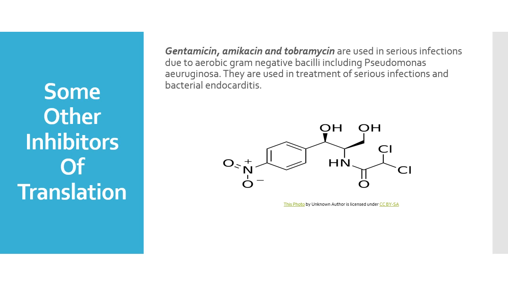Some other major inhibitors of translation are gentamicin, amikacin, and tobramycin, which are used in serious infections that are caused by aerobic gram-negative bacilli, including Pseudomonas aeruginosa. These are used in the treatment of serious infections and bacterial endocarditis.